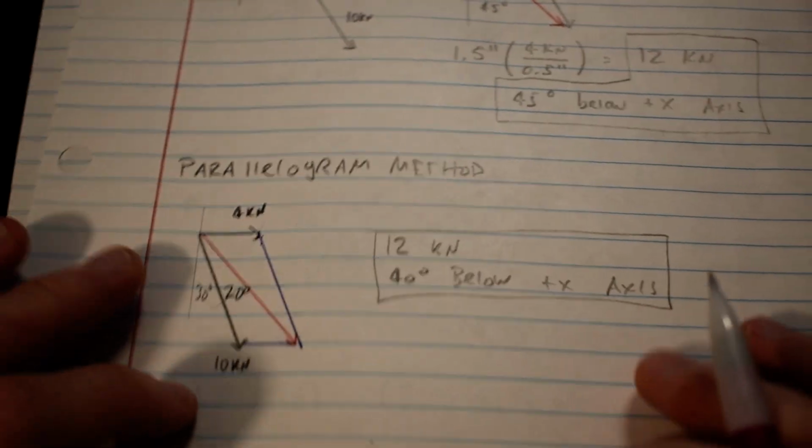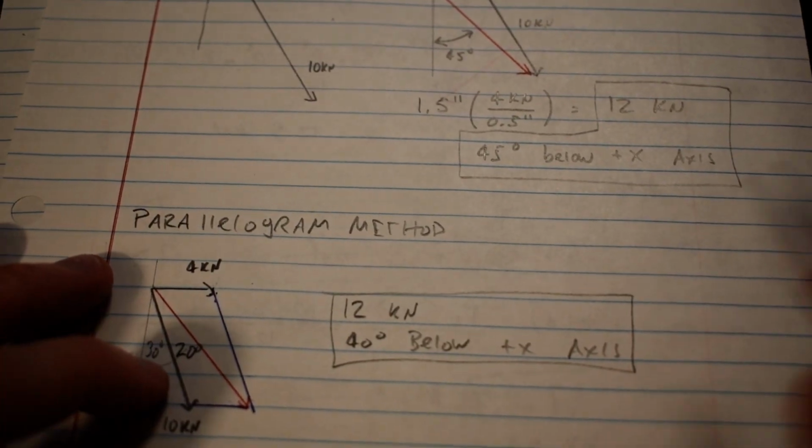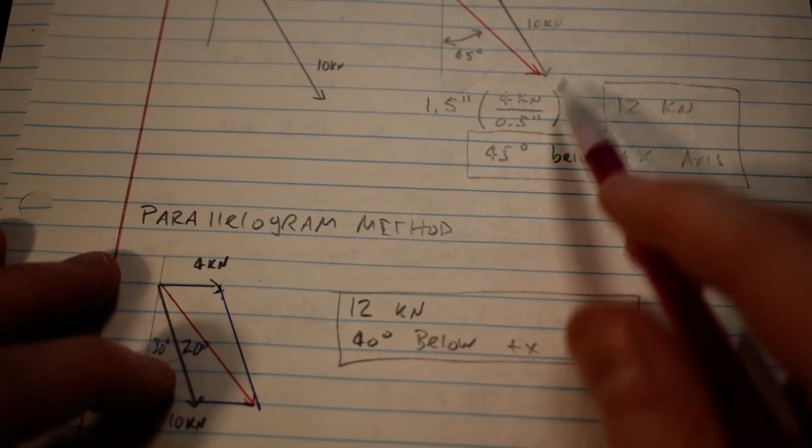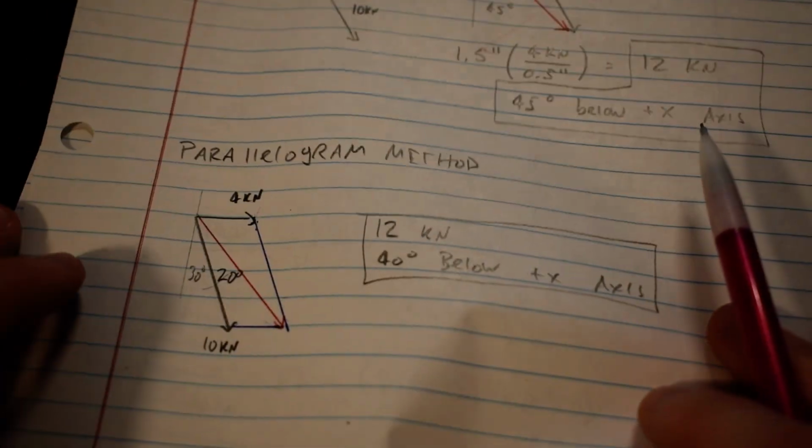So again, that is our final answer, and that matches quite well with what we got using the law of sines and cosines, as well as the graphical methods. We got a pretty good approximation. You know, this is a little off, this is a little off, this is a little off, but in general, because we drew everything to scale, a pretty good approximation.